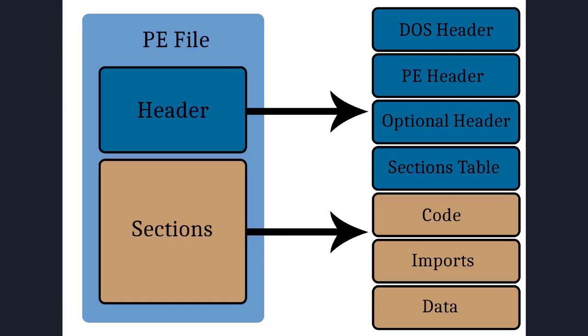So let's take a look at a diagram of a PE file. So you have a header and then sections. The header itself consists of several subheaders. There's a DOS header, a PE header, optional header, which is actually existent in almost all applications, a sections table, and then you have the code and imports and data itself. So let's see what exactly each of these does.